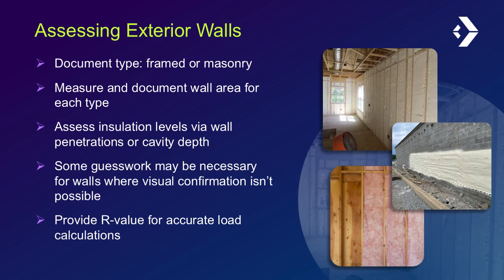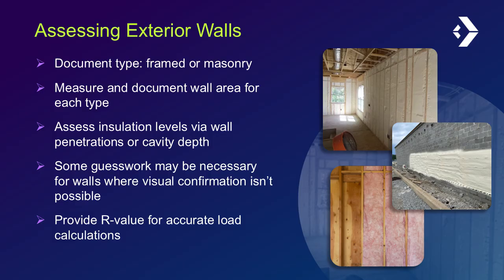First, assess if there are different types of wall assemblies and prepare to capture each. Likely the bulk of the walls are all one type, but there are often a few sections of a home that have different construction. Either they were built at different times as an addition or renovation, or they're just a different part of the house, like an exposed walkout basement wall. For each type, document the wall type, either framed or masonry, along with visible or inferred insulation levels. Next, document how much wall area there is of each type.